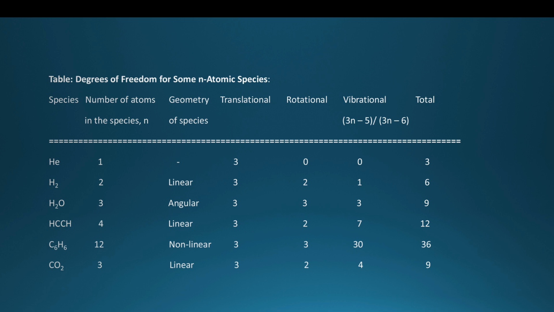Vibrational degree of freedom is 0 for helium, 1 for H2, CO2 has 4, benzene has 30, styrene has 7. The last column gives the total number of degrees of freedom: 3 for helium, 6 for H2, 9 for H2O, 12 for styrene, 36 for benzene, 9 for carbon dioxide.